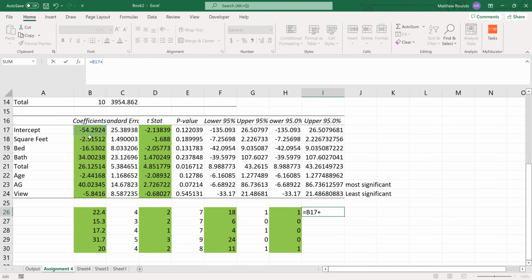Trying to shortcut here. So we're going to take the second data value times this one, plus bedrooms times the next coefficient, plus the value for baths times the next coefficient, plus total number of rooms times this.